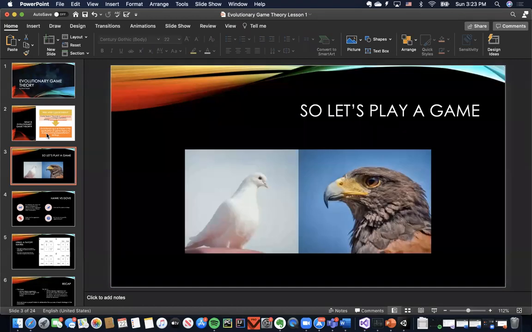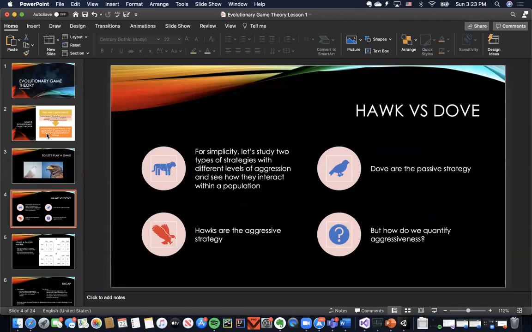So to start off, I just want to play a game. This game is called Hawk versus Dove. It's a really common game within the field of evolutionary game theory. So what does the game of Hawk versus Dove entail? Well, we start with two types of strategies, Dove and Hawk. The Dove is more of a passive strategy, whereas the Hawk is a more aggressive strategy.